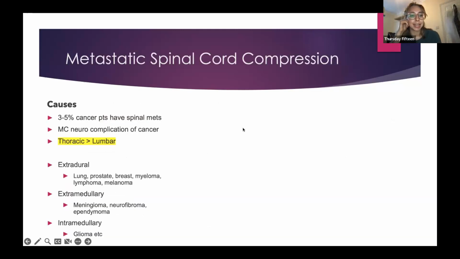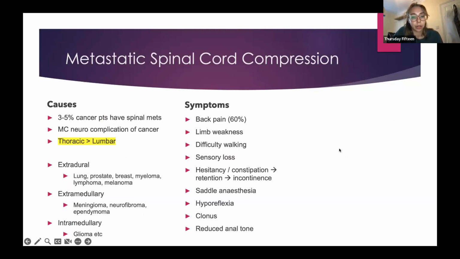So MSCC, 3 to 5% of cancer patients have spinal mets, and it's the most common neurological complication of cancer. 70% of cases are in the thoracic spine, but it does also occur in the lumbar spine. And the common cancers that it is caused by are things like lung, prostate, breast, myeloma, meningiomas and gliomas as well, because they can compress on the spinal cord directly.